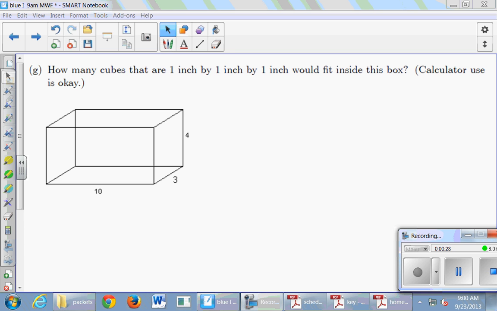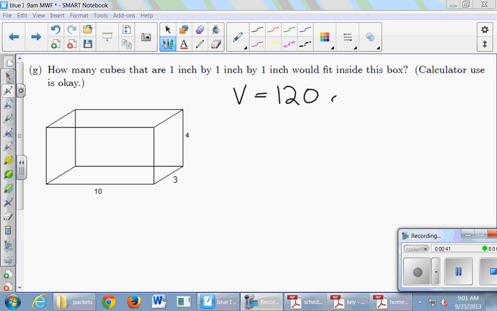So did anybody remember the volume of this box? It was the first part of this question. It was 120 what? So the volume was 120 cubic feet. So that was the very first answer to the problem, to find the volume of the box. And we're going to use that to answer this following question here.